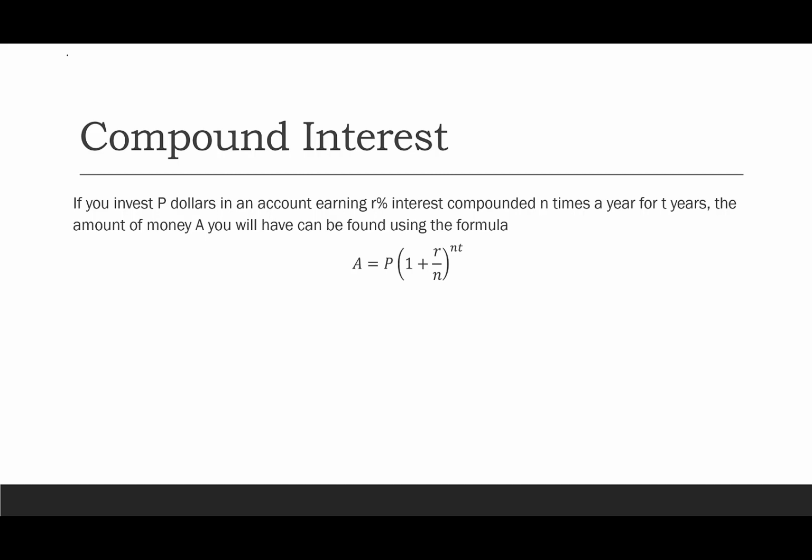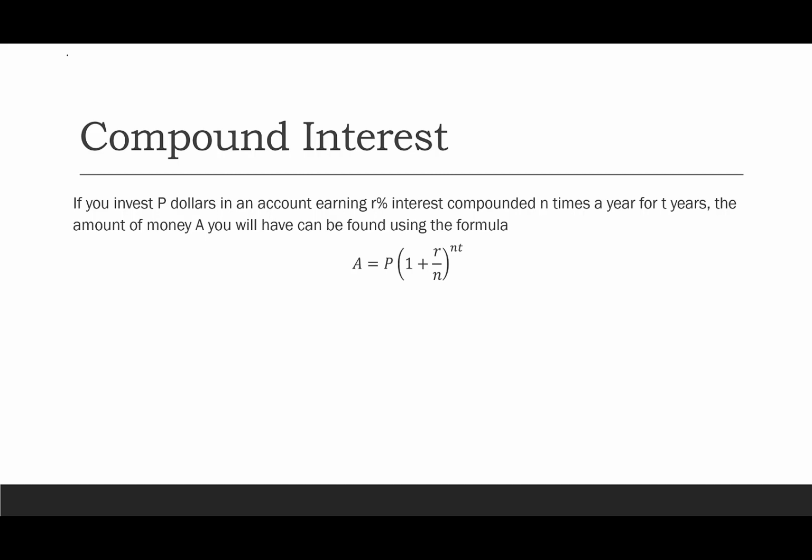Other places where exponents come into business calculus is compound interest. So let's review the formula. If you invest P dollars in an account earning R% interest compounded n times a year for T years, the amount of money A you will have will be found using the formula A equals P times parentheses 1 plus R over N to the power NT.